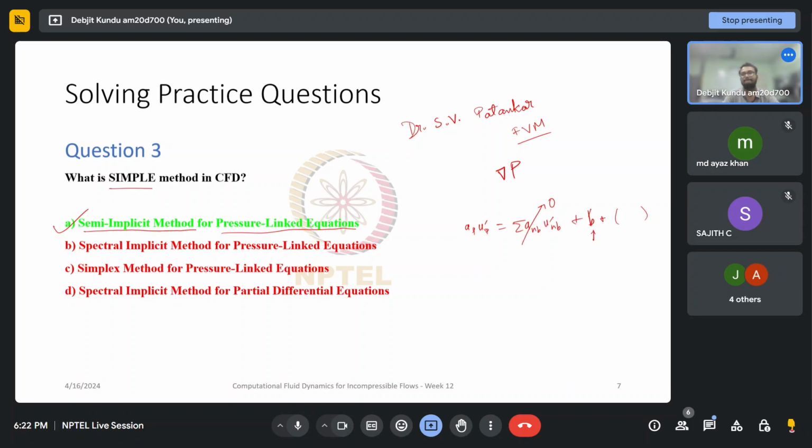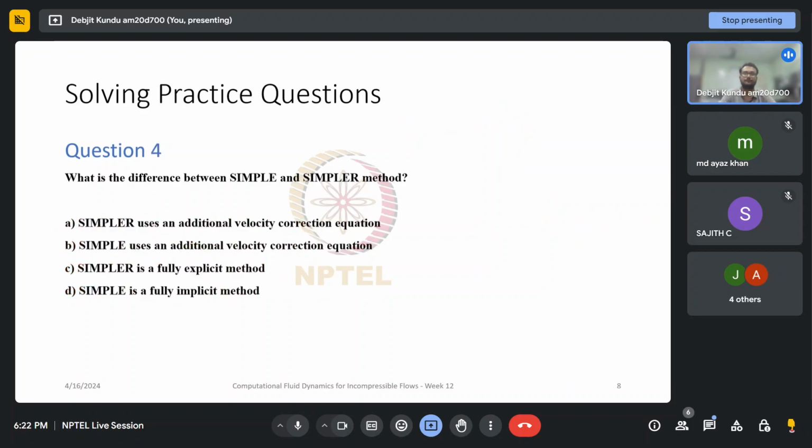Okay, all right, so we'll keep moving. We'll move on to question number 4 now, which is asking us what is the difference between the SIMPLE and the SIMPLER method? Is it option A, that SIMPLER uses an additional velocity correction equation? Is it option B, SIMPLE uses an additional velocity correction equation? Is it option C, SIMPLER is a fully explicit method? Is it option D, SIMPLE is a fully implicit method? Which one should it be? Options A, B, C, or D?